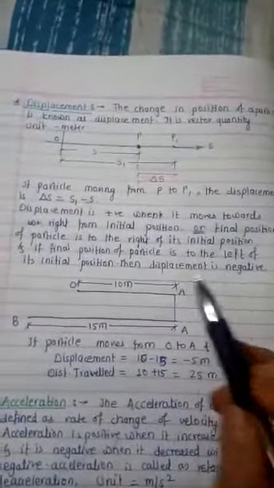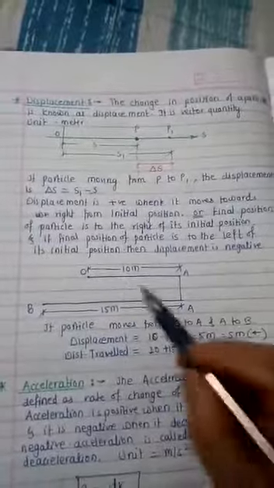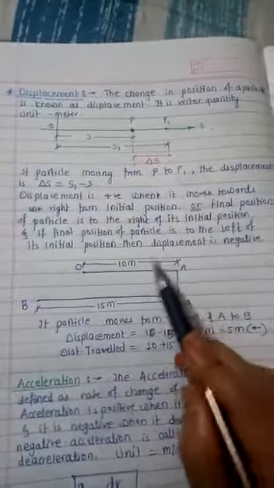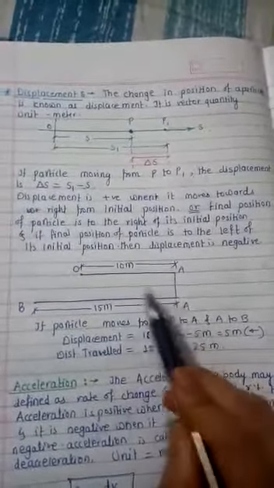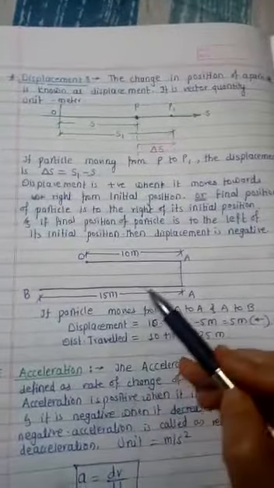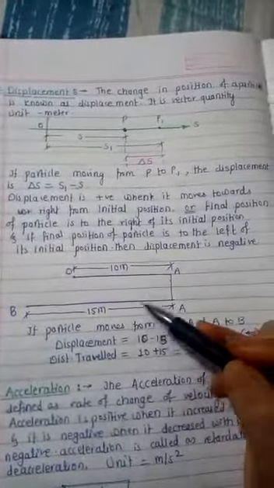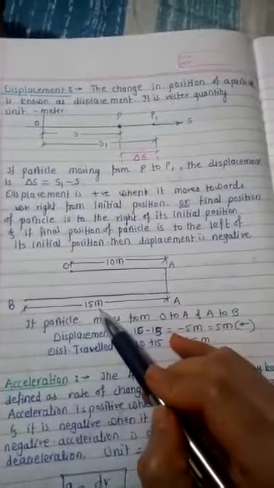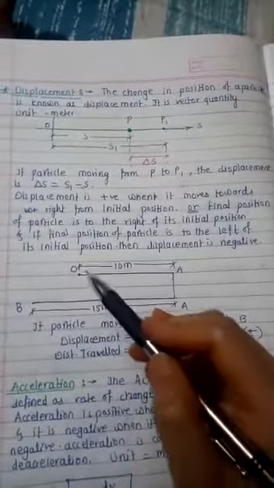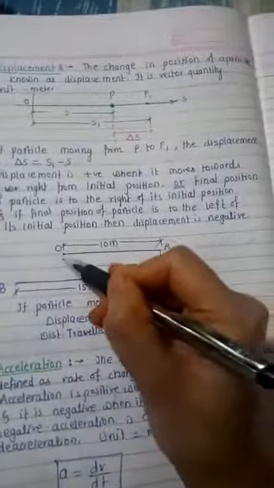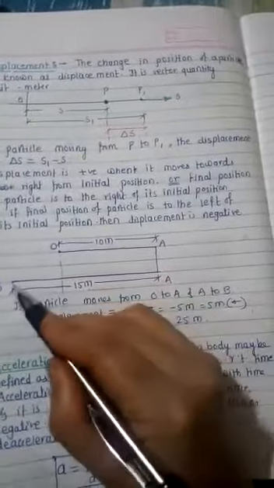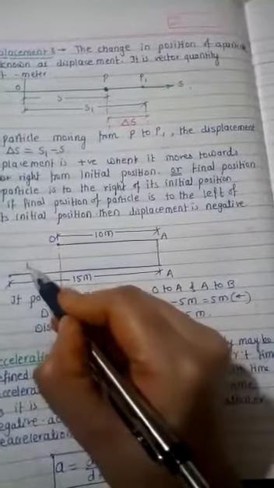The next important concept. Let us see the difference between distance and displacement. If a particle is traveling from O to A, the distance is 10 meter. Again A to B, the distance is 15 meter. So the total distance traveled by the particle is 10 plus 15. But displacement is the shortest distance between the initial position and the final position. So this is the initial position, this is the final position, and this is the displacement.